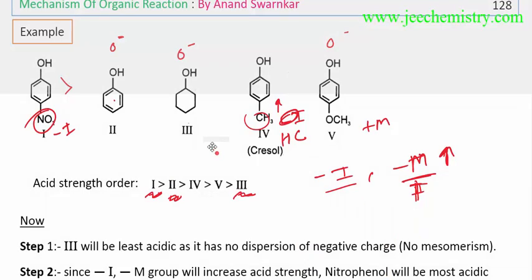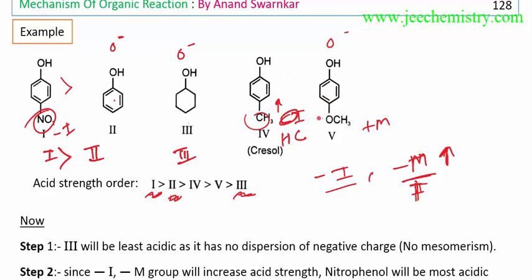Now we have cleared that the second will be in the second position, the first will be in the first position. The first will have a higher acidic strength than the second. The third will come in the last. Now we have three compounds, and we have to compare between these two compounds.